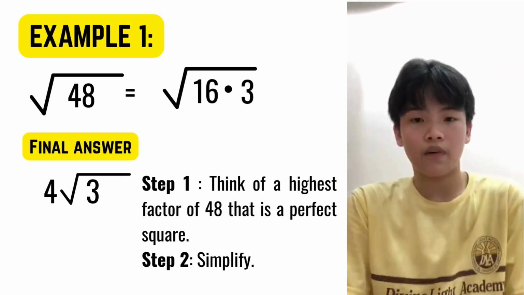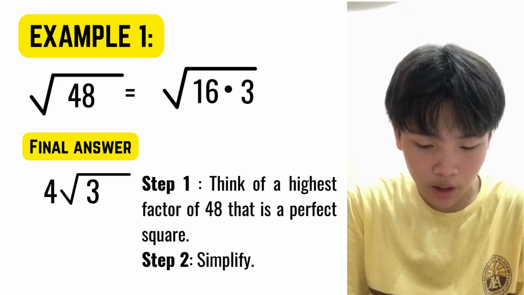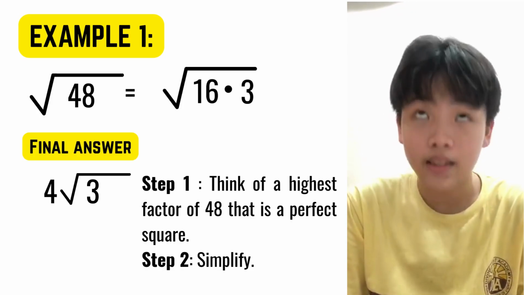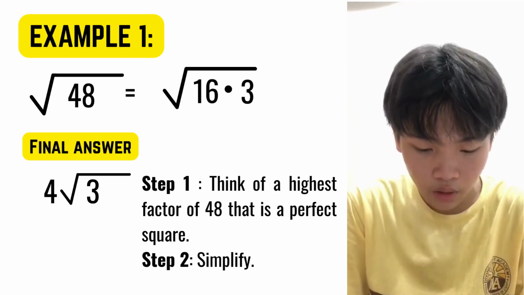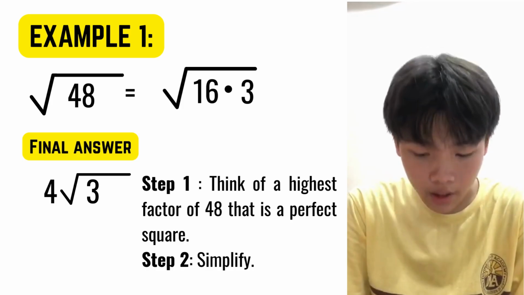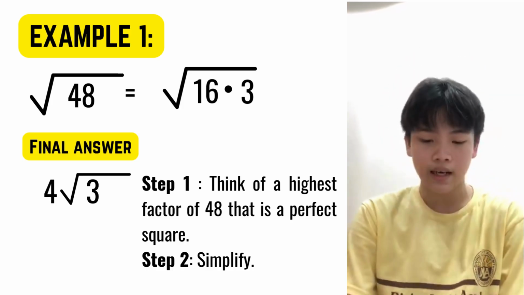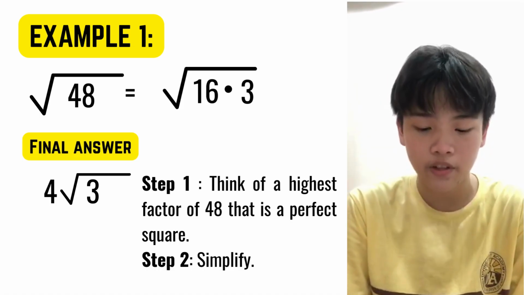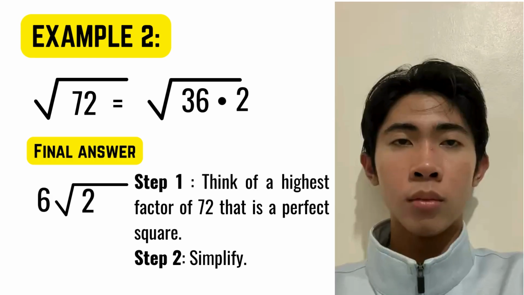Let us try to simplify. Example number 1. What is the square root of 48? Step 1. Think of the highest factor of 48 that is a perfect square, and that is 16 and 3. Step 2. Simplify. The square root of 16 is 4. However, 3 is not a perfect square, so we put 3 inside the radical sign and the 4 outside since 16 is a perfect square. So the final answer is 4 square root of 3.